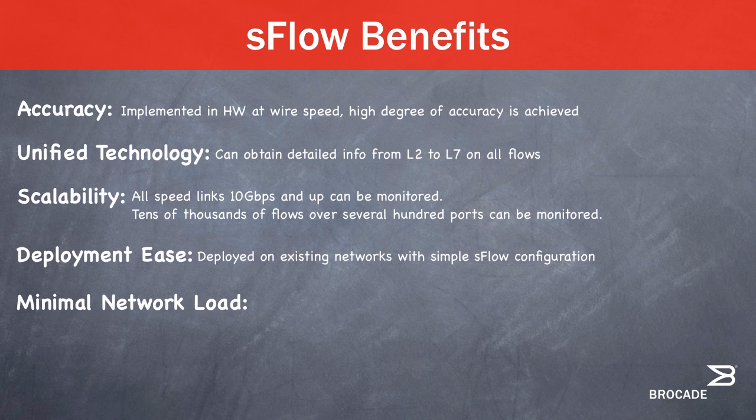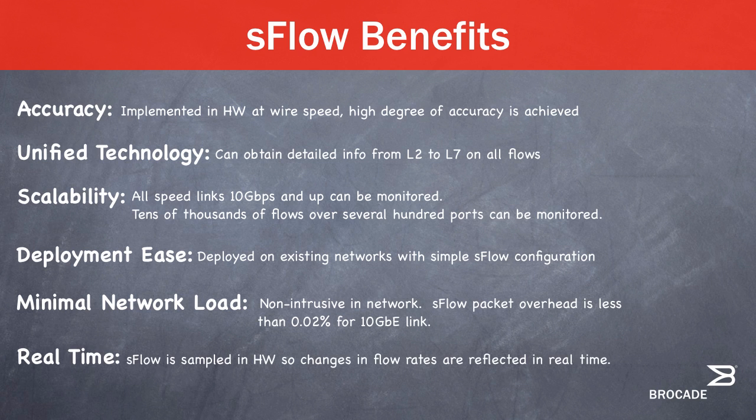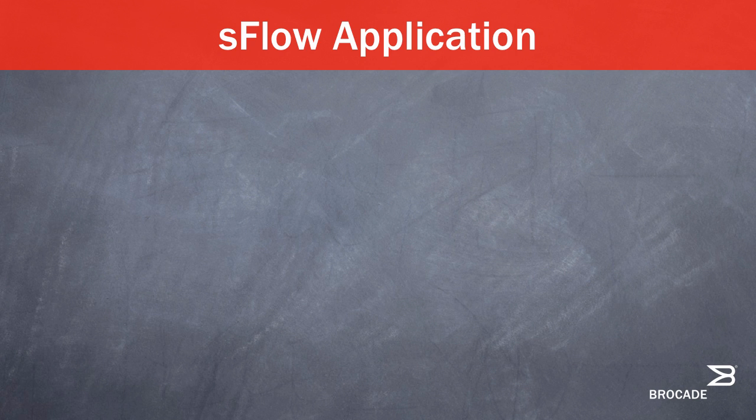Minimal network load: sFlow is non-intrusive in a network. The sFlow packet overhead is less than 0.02% for a 10 gig Ethernet link, even with aggressive sampling rates. Real time: since sFlow is sampled in hardware, changes in flow rates are reflected in real time in the flow statistics. sFlow can be used to help solve many real-world problems.